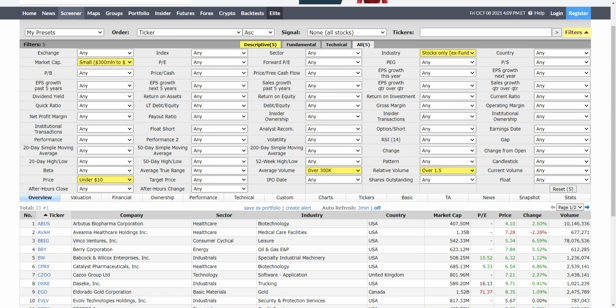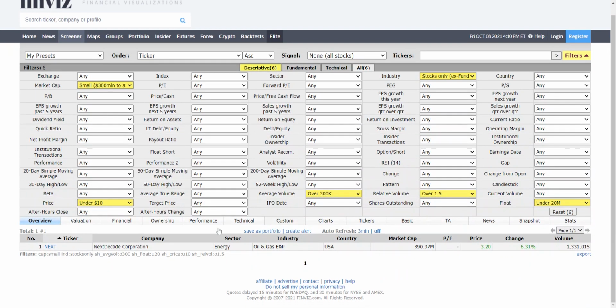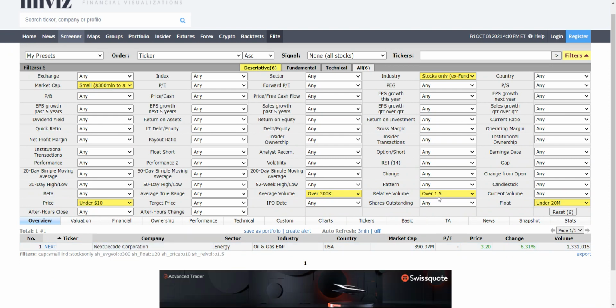We want the float to be... What does the float mean? I will just explain to you guys what the float means. The term float refers to the regular shares a company has issued to the public that are available for investors to trade. So basically, shares that are available to be traded by retail investors. I sometimes go with under 50 million, but right now we'll go with under 20 million. And as you can see, we only have one stock, and it is next.